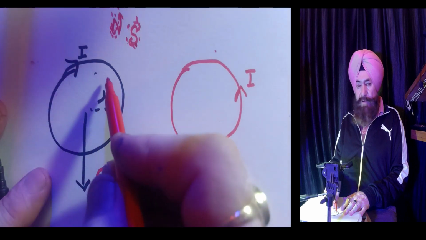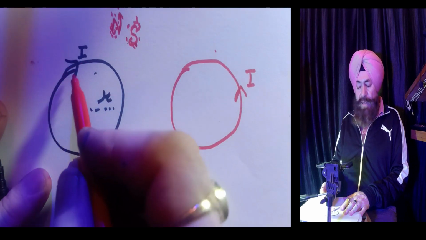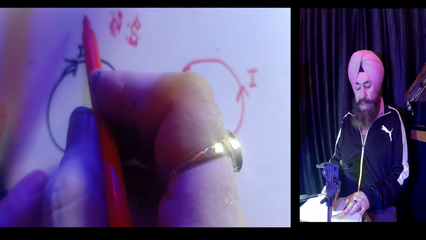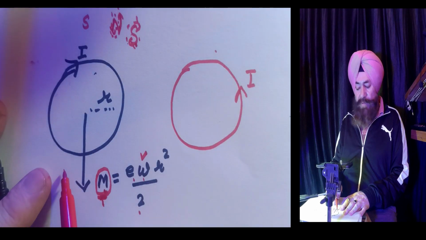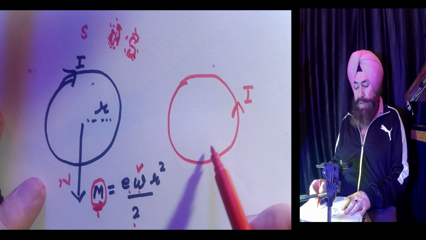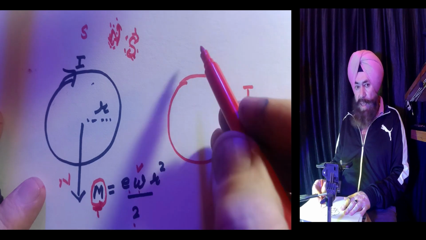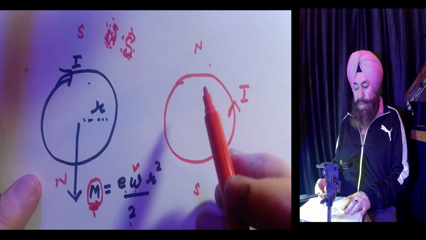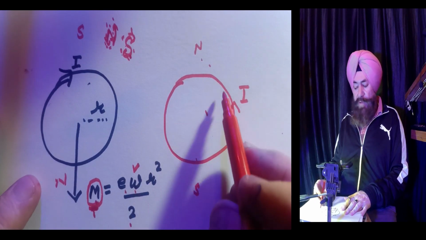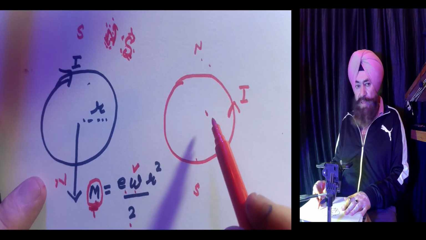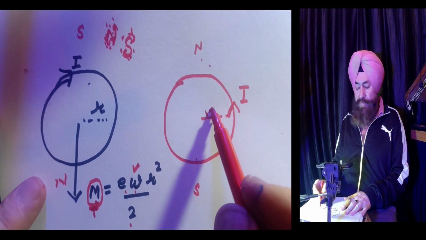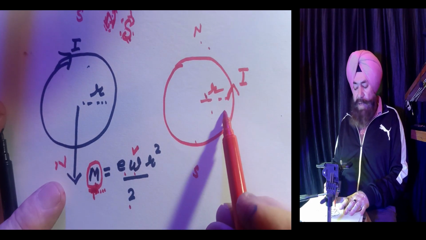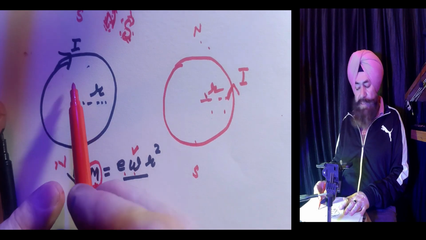So here, clockwise means the upper face behaves like a south pole and the lower face behaves like a north pole. Here the current is anti-clockwise, which means north pole and south pole. This loop behaves like a magnet in which current is circulating. And of course the radius is the same because the circle is the same, and the magnetic moment in magnitude will also be the same.